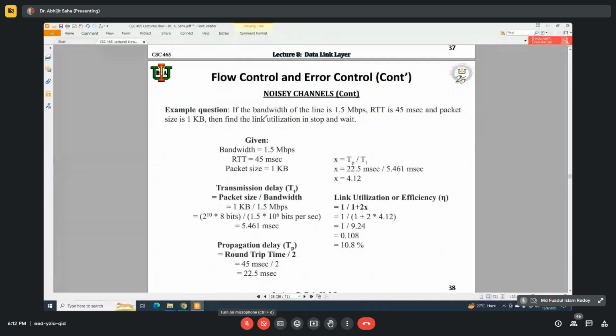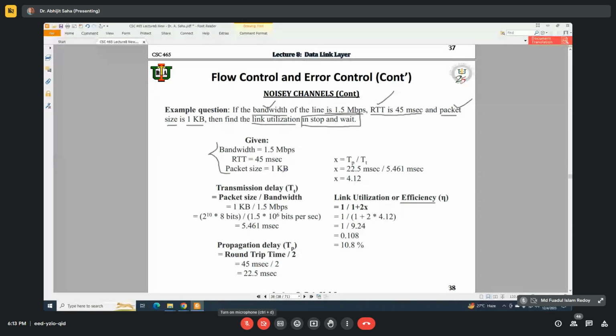He's saying that if the bandwidth of the line is 1.5 Mbps, and the RTT, the round trip time, is 45 milliseconds, and the packet size has been given as 1 kilobyte. So bandwidth, RTT, and the packet size have been given to us, which we have listed here. Then find the link utilization. Link utilization is another way to say efficiency. It is asking to find the link utilization in the stop and wait protocol.